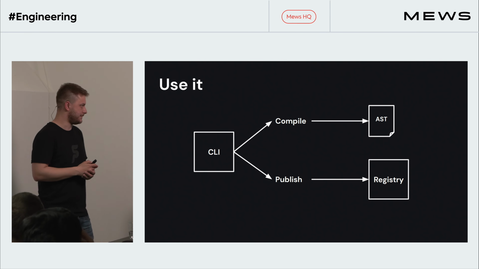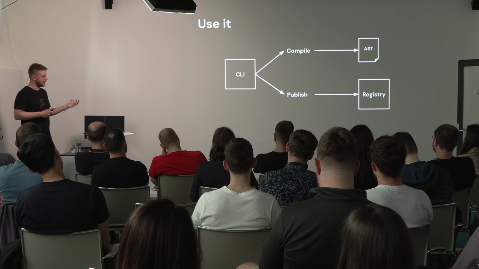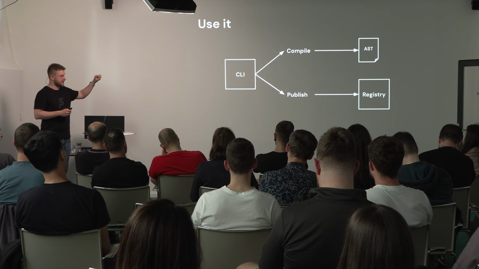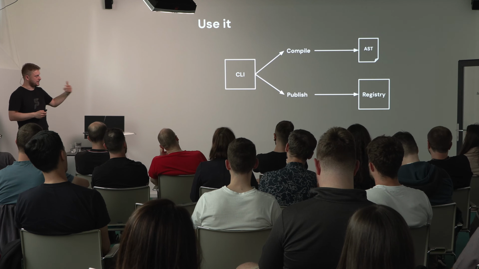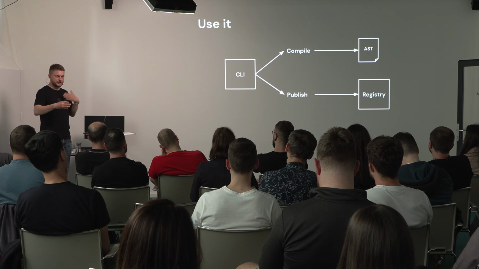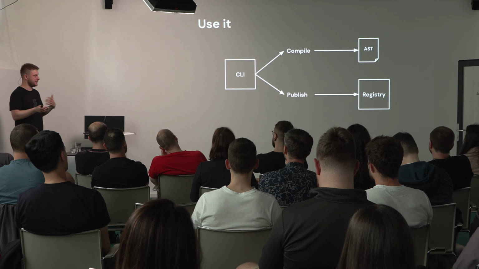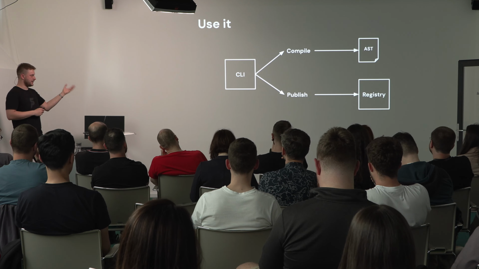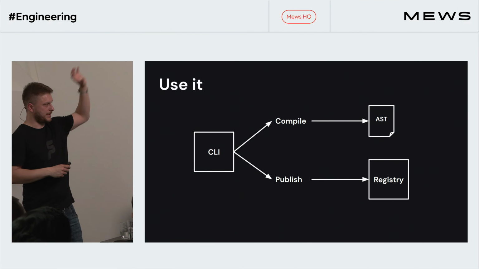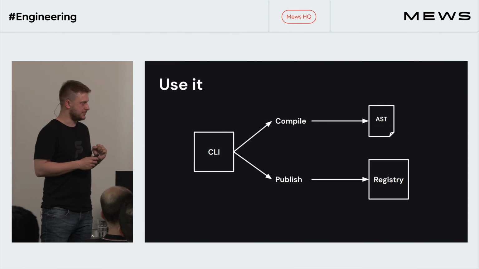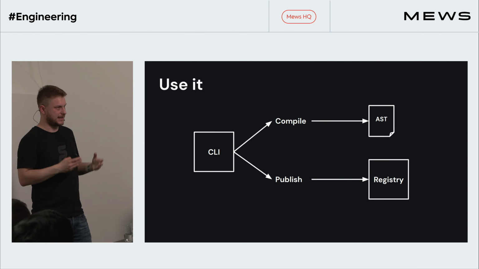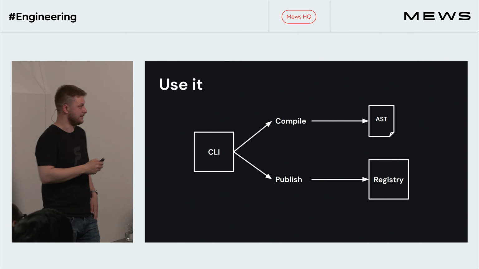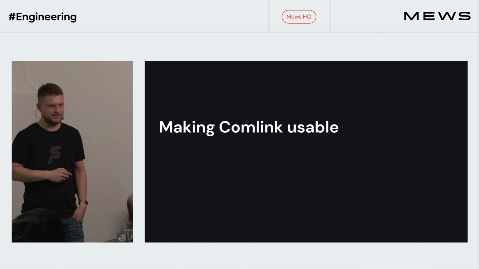Then we use it. We have a CLI tool which can compile those ASTs. ASTs are used by the SDK in the application, so we are not running a full parser every time you run your application, which makes the SDK lighter. And we also have the registry where we can publish those profiles and those maps, and the registry distributes the AST back to the SDK. Wow, that's a lot of acronyms.